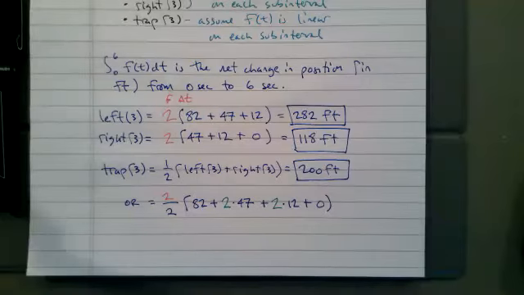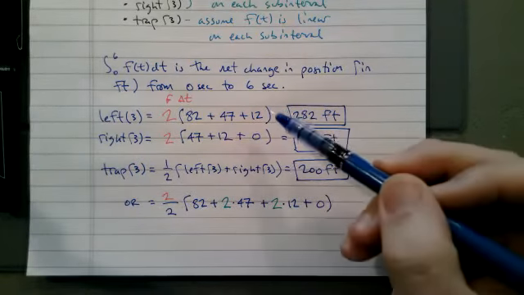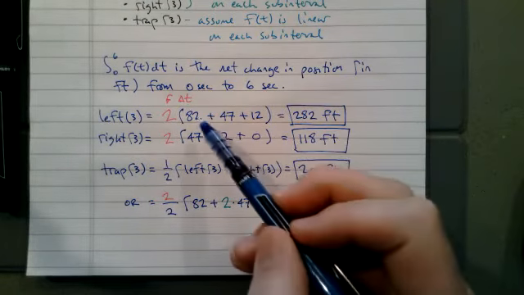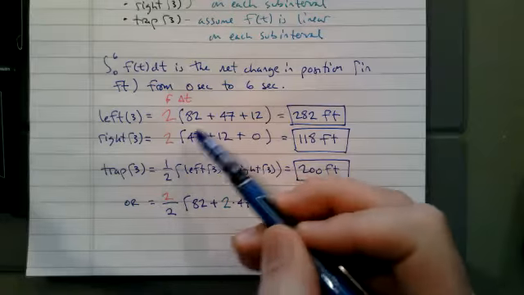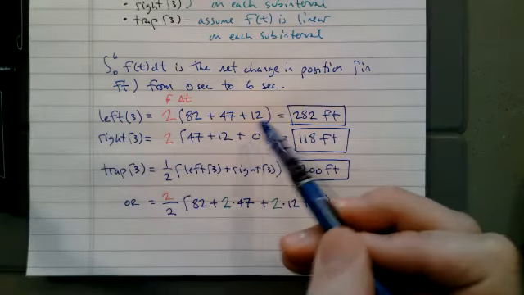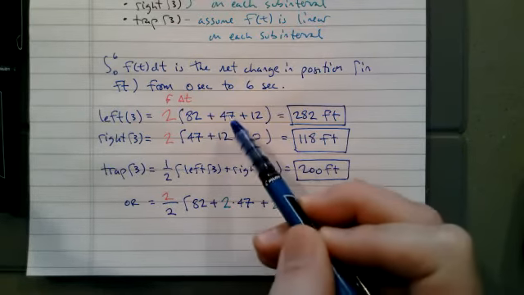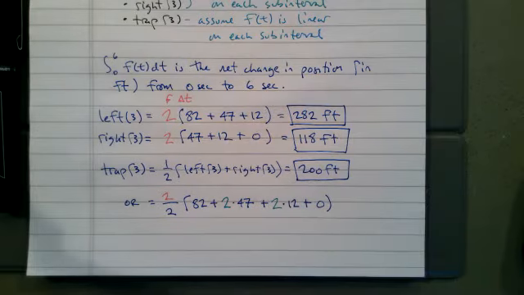So the 2's show up because we're adding the left and right together. So I can factor the two, but I have 82, 47, 12, plus 47, 12, and 0. There's two 47s and two 12s.